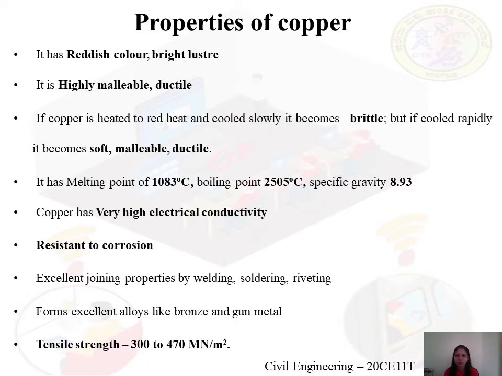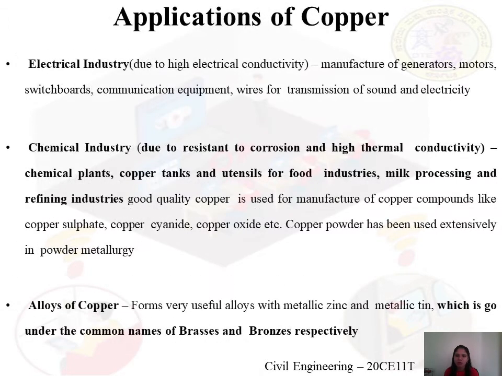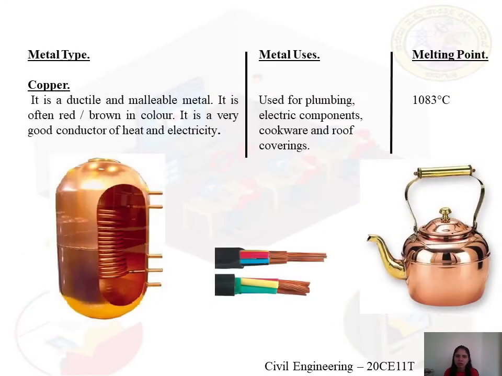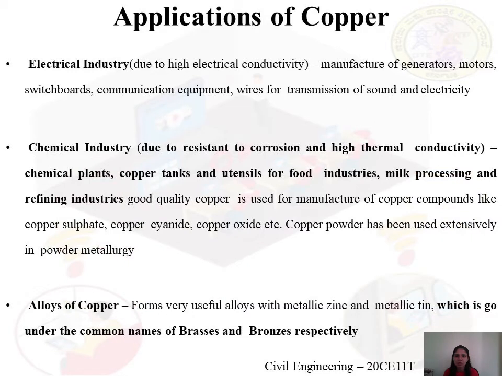It is very simple. Next we'll move on to the applications of copper. What are the uses? Where is it going to be used? Copper is mainly used for electrical cables, household utensils, and so on. In the electrical industry, copper is used for manufacturing generators, motors, switchboards, communication equipment, and of course wires.